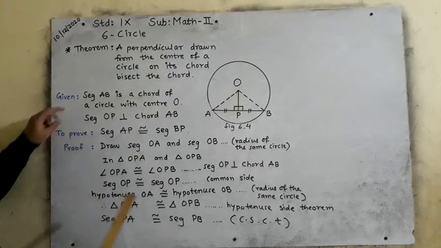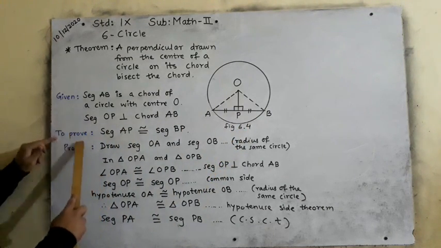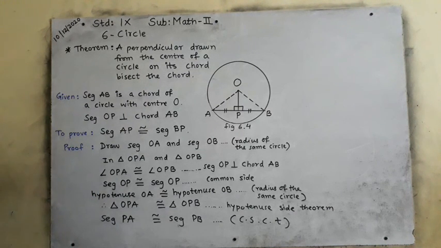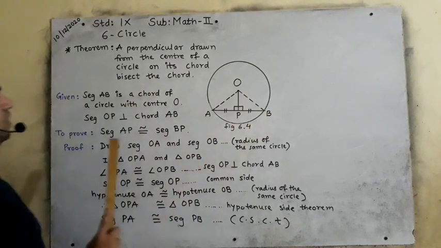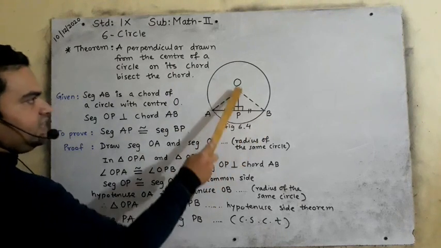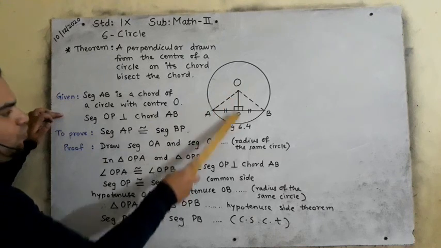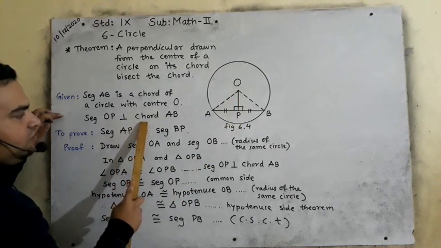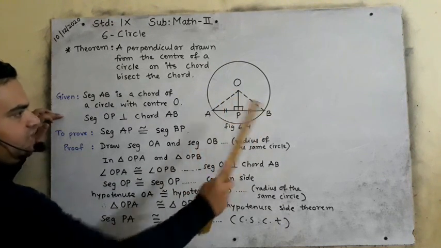See here, what is given in the question: you have to draw the figure, and write the given, to prove and proof, for 3 marks. Look at the board. Given: segment AB is the chord of a circle with center O, point O is the center of the circle, and segment OP is perpendicular on chord AB.